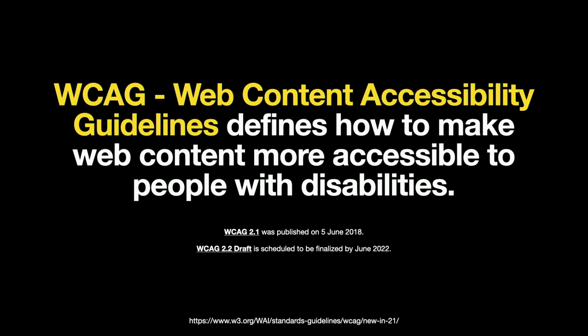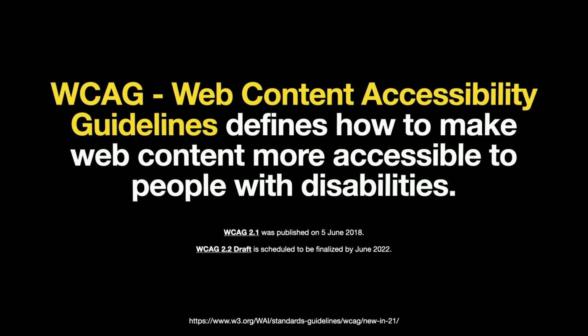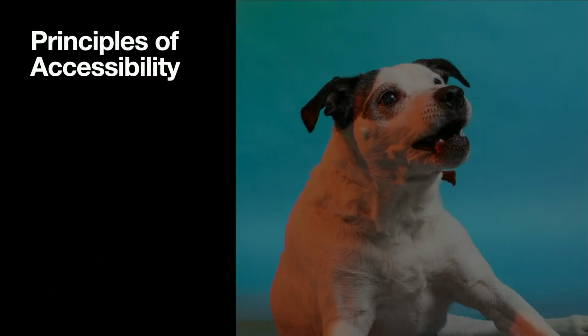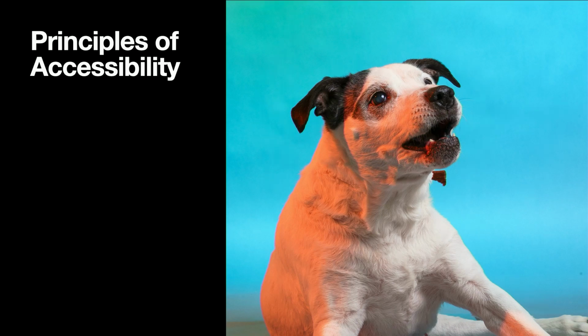All the rules that they put together are very additive, so everything that you learned in 2.1 is going to exist. They just add a little bit of nuance and information in version 2.2 as well. So when it comes to accessibility, there are really 4 main principles to keep in mind.